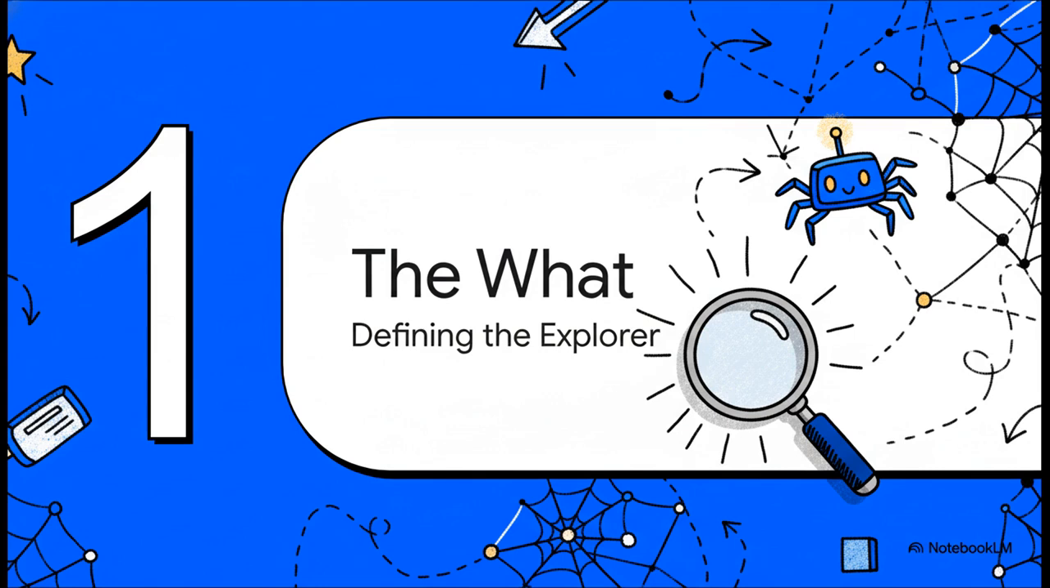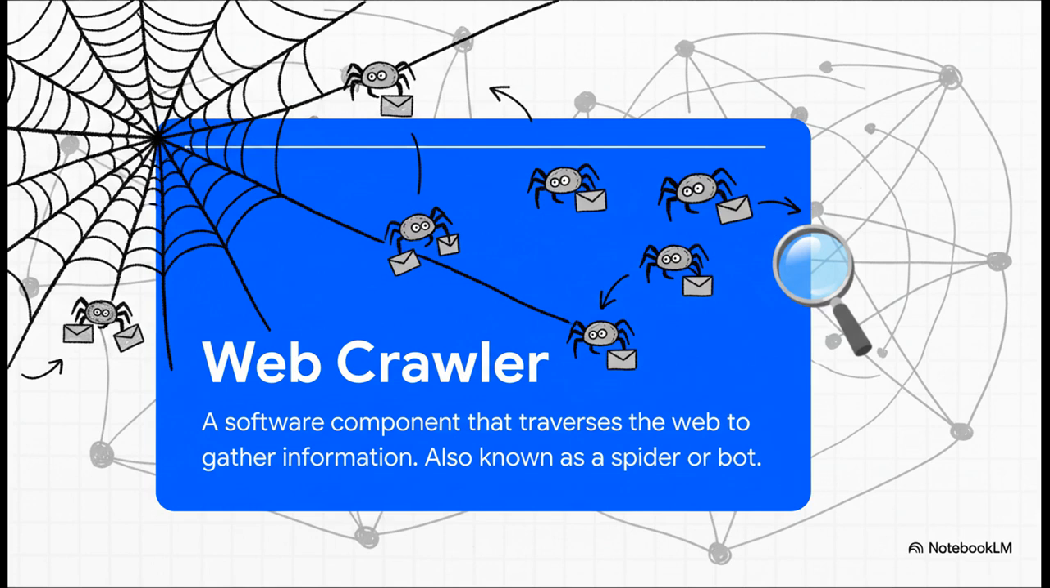First things first, what exactly is this digital explorer? Okay, so at its core, a web crawler is basically an internet bot, a piece of software. Its entire job is just to systematically travel across the web, gathering information. You probably heard it called other things, right? Like a spider or a spider bot. But whatever name you use, the mission is always the same.